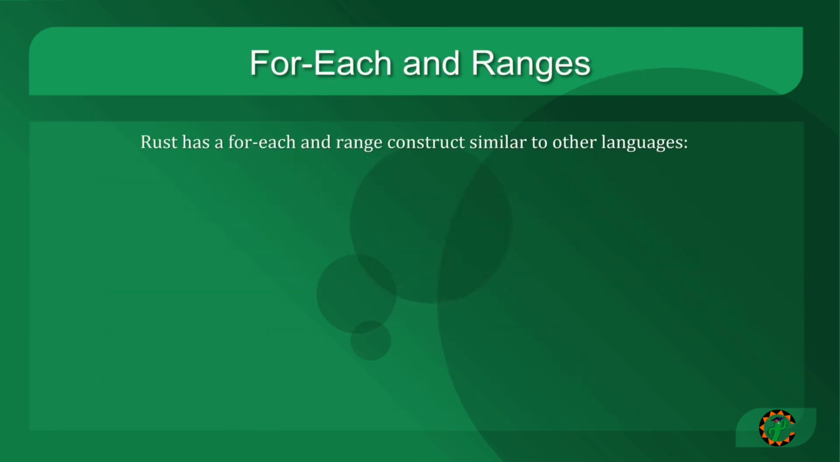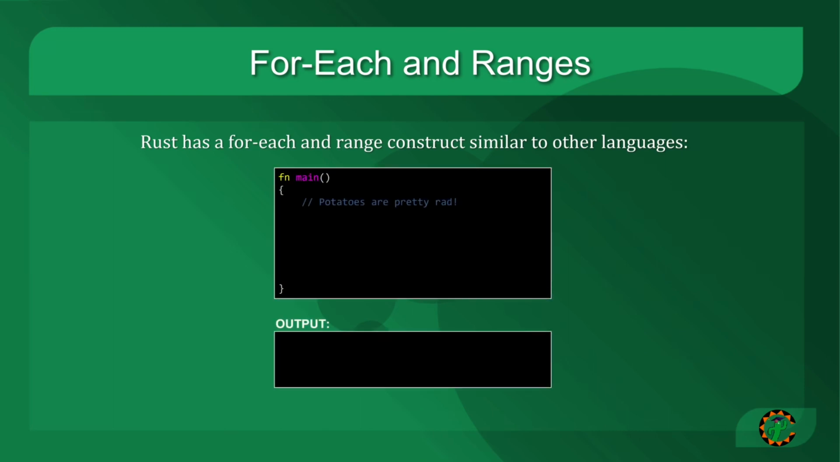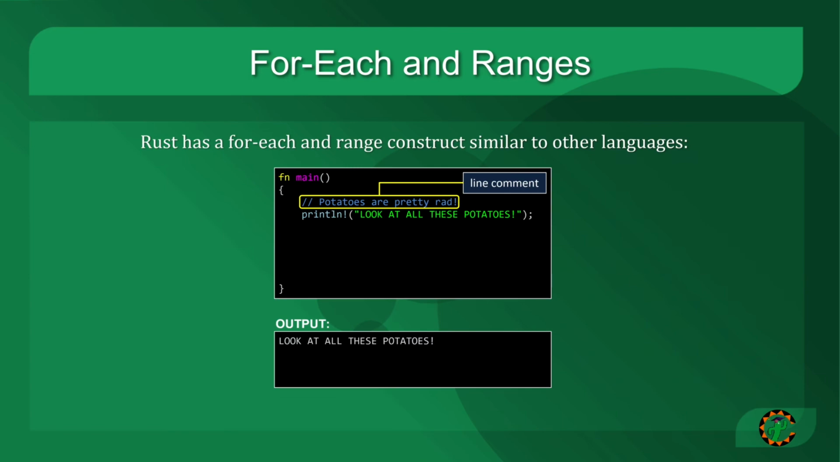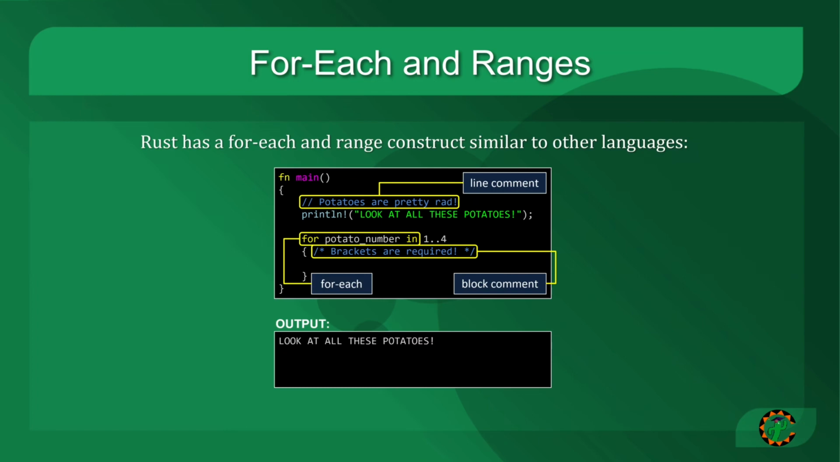Another construct that we'll see a lot in Rust is the for-each construct, i.e. an iterator-based for loop. In this code, we see our first example of a comment, in this case a line comment, which as in C, C++, Java, and related languages, indicates that the rest of the line is a comment. This is followed by our exclamation of delight in potatoes, printed at the screen of course, after which we proceed to count potatoes using a for-each loop. We also see an example of a block comment, again just like C family siblings. Here the iterator value is named potato number.